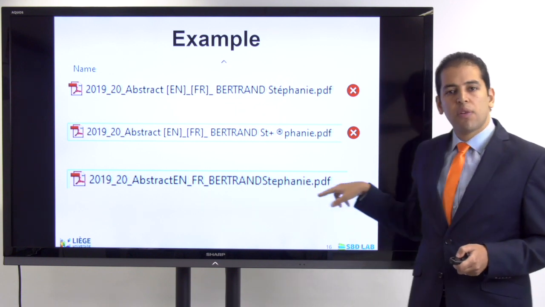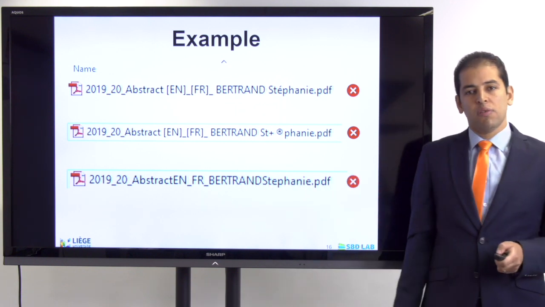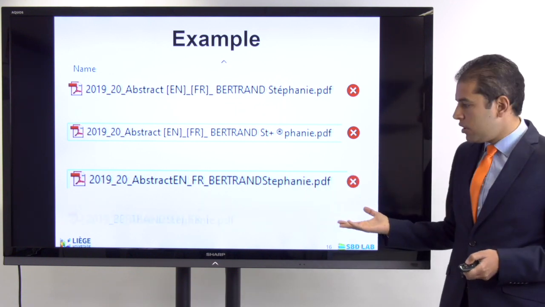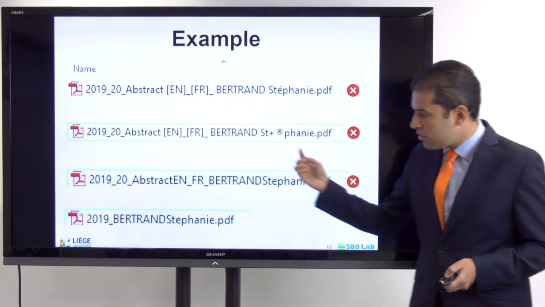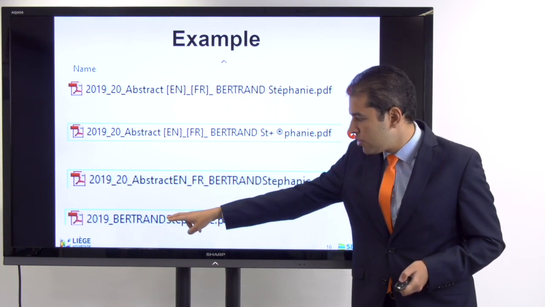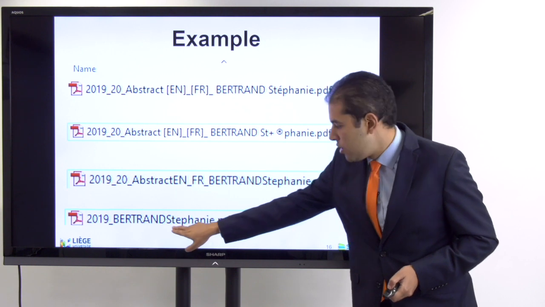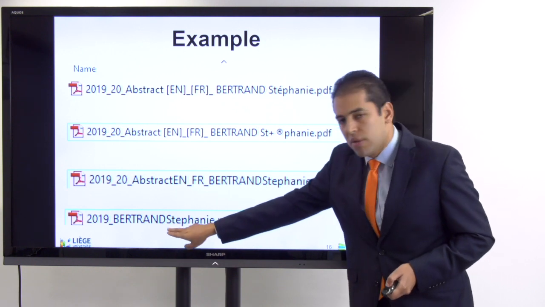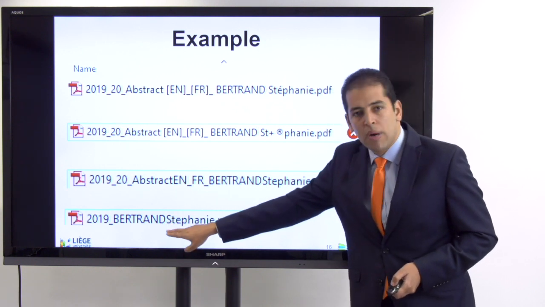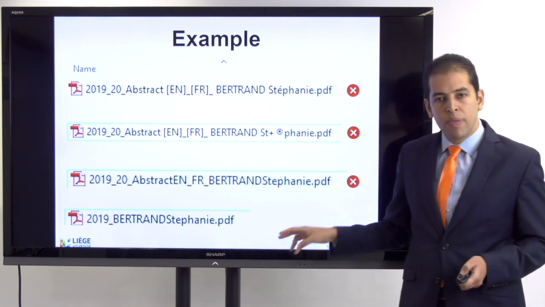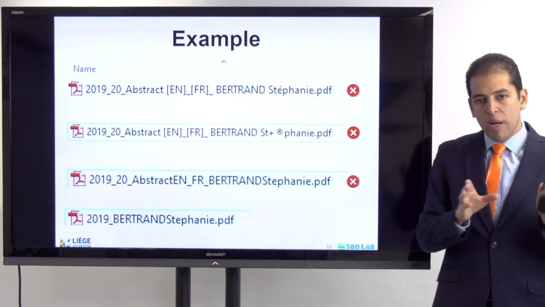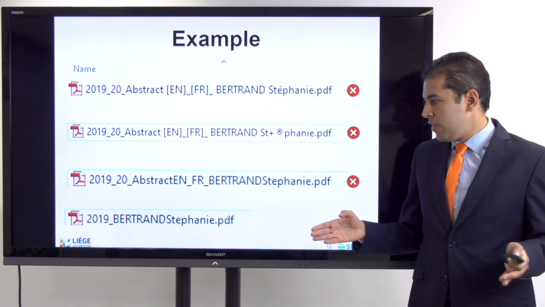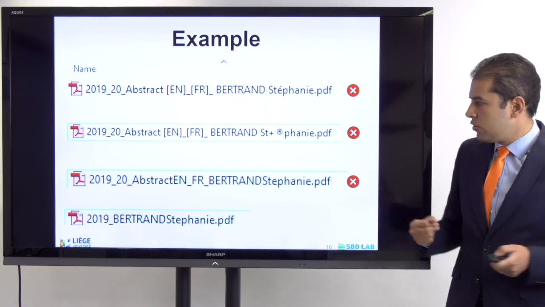So is this the right file? Again, it's wrong. It's very long, unbelievable. Just keep it short. You can name it 2019 underscore the family name and the first name without space, without underscore, without minus signs, period PDF. In case you are doing a search by family name or first name, you can find it. So this is the best way to name your file.